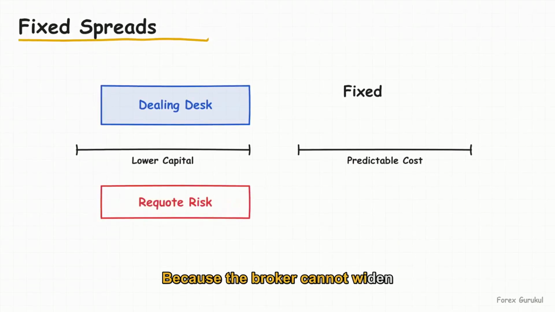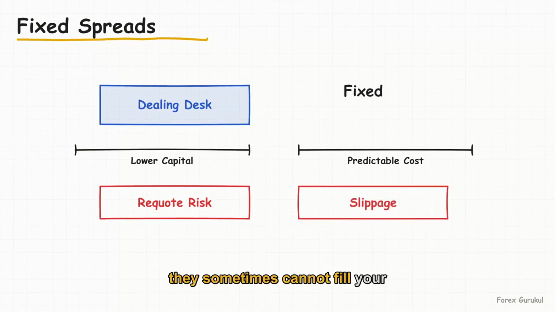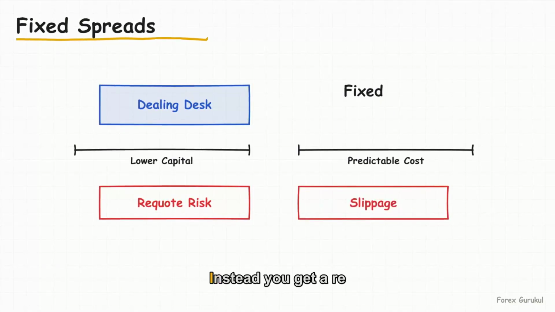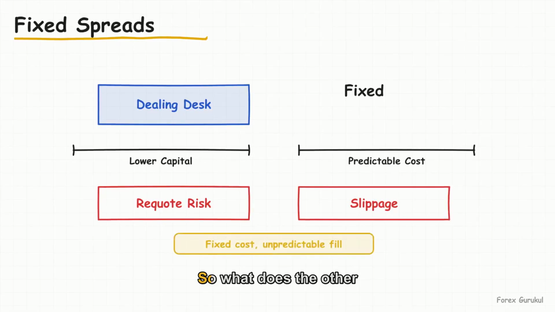Because the broker cannot widen that spread to protect themselves in fast markets, they sometimes cannot fill your order at the price you clicked. Instead, you get a requote, a new price offered after the fact, or your order slips to a worse price than you expected. Predictable cost, unpredictable fill. So what does the other model trade away instead?